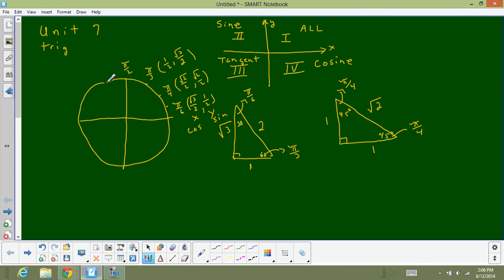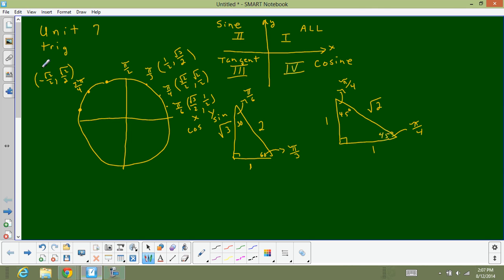Then, as we continue around this circle, we can still reference those points. For instance, at 3 pi over 4, and 3 pi over 4 would correspond, if you're in degree measure, to 135 degrees. Well, at 135 degrees, at 3 pi over 4, your cosine, your x value, is going to be negative. Let me take out these parentheses for just a moment. Your cosine is going to be a negative square root of 2 over 2, and your sine is going to be positive square root of 2 over 2.